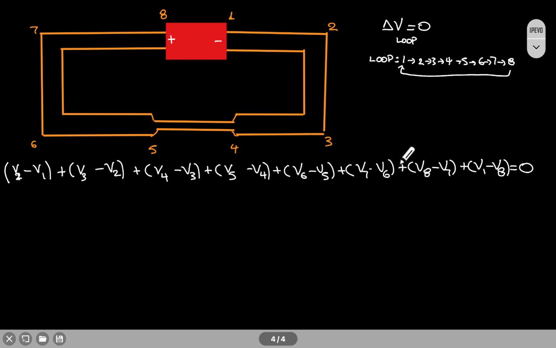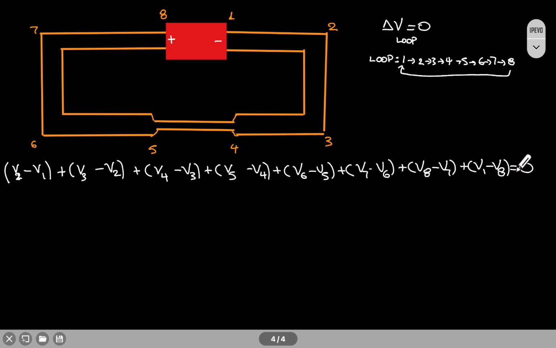This is Kirchhoff's loop rule. I go from 1 to 2, from 2 to 3, from 3 to 4, and so on, and then at the end of the day I make it back to 1. And when I add all of these delta V's, I should get 0.